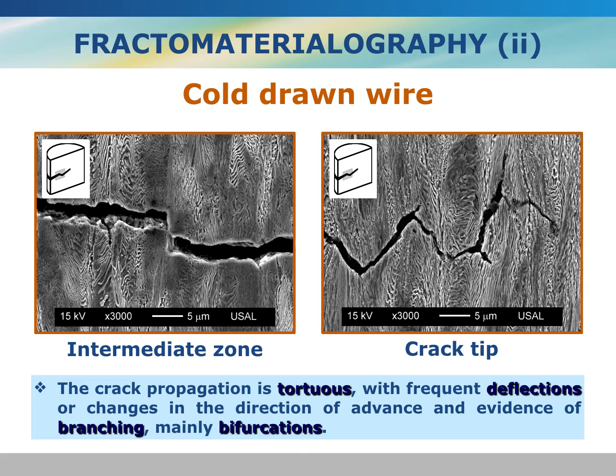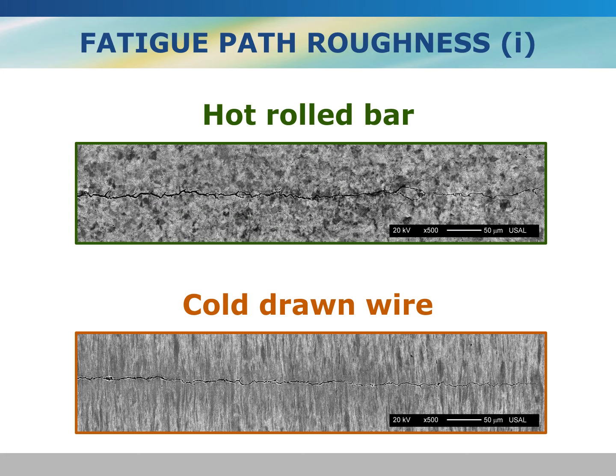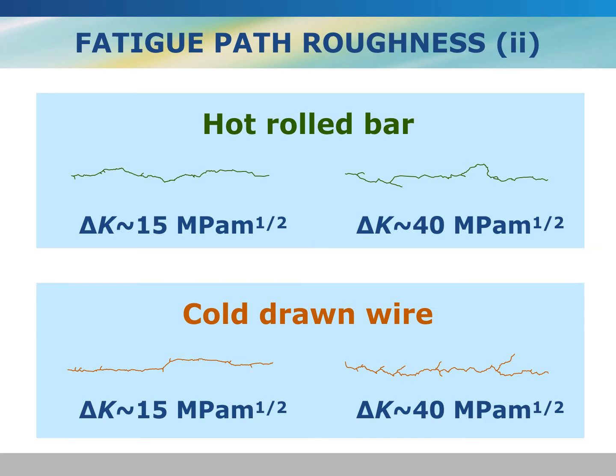tortuous with frequent deflections or changes in the direction of advance and evidence of branching, mainly bifurcations. The fatigue path roughness was evaluated in the hot roll bar, top of the slide, green color, and in the cold drawn wire at the bottom, orange-red color. The roughness of the hot roll bar, green color, for delta K 15 and 40 megapascals per square meter root, and in the cold drawn wire, orange, for 15 and 40 megapascals.